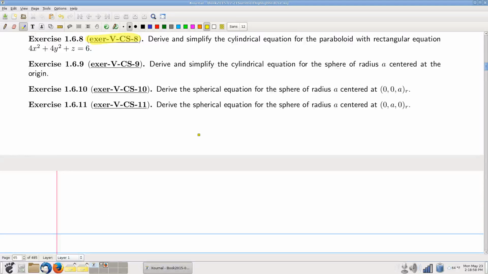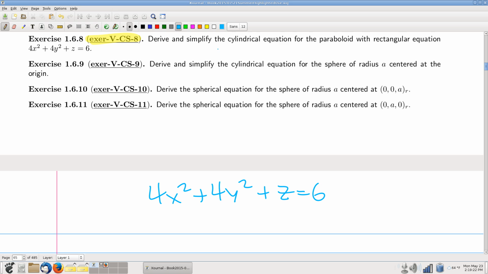Okay, so we want the cylindrical equation for a paraboloid with that rectangular equation. Keep in mind our method, let me just recopy it here: 4x squared plus 4y squared plus z equals 6.